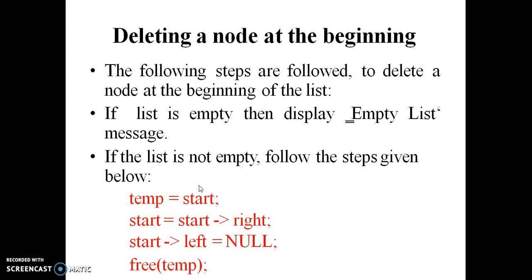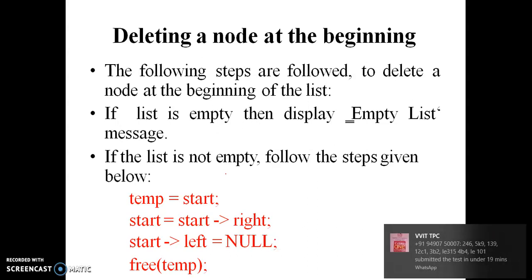Okay, so we'll see how to delete a node at the beginning. To delete a node at the beginning, we need to modify our start pointer address to point to the next node of the linked list. To delete the first node of any linked list, we need to modify the start pointer so that it points to the next node after the start node. Then it automatically deletes the starting node of our linked list.